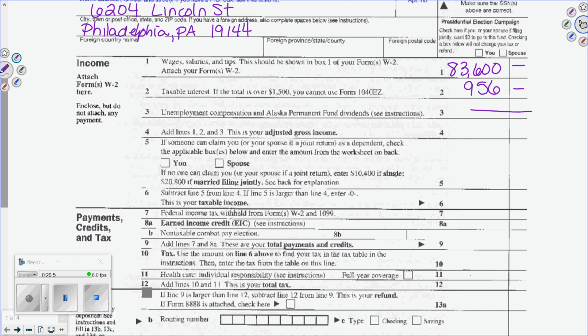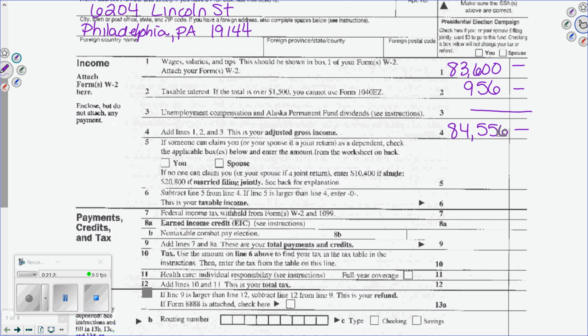All right, line 4. Add lines 1, 2, and 3. This is your adjusted gross income. Again, they try to make it foolproof. They're telling you, as long as you read one line at a time, it should be okay. So add those lines together. So add my 2 lines. So we're going to have 84,556. As we're going through this, at any point, if you have a question, please ask, okay?